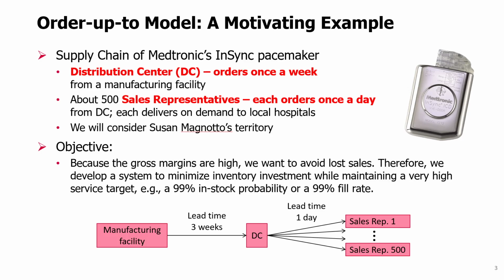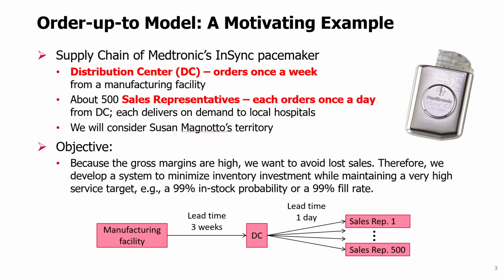And we're going to consider the supply chain for this pacemaker. The supply chain will have three stages. The stages that we will focus on are a manufacturing facility that delivers the product to a distribution center somewhere in the United States. And then there are about 500 sales representatives scattered across the United States that deliver the product to hospitals.